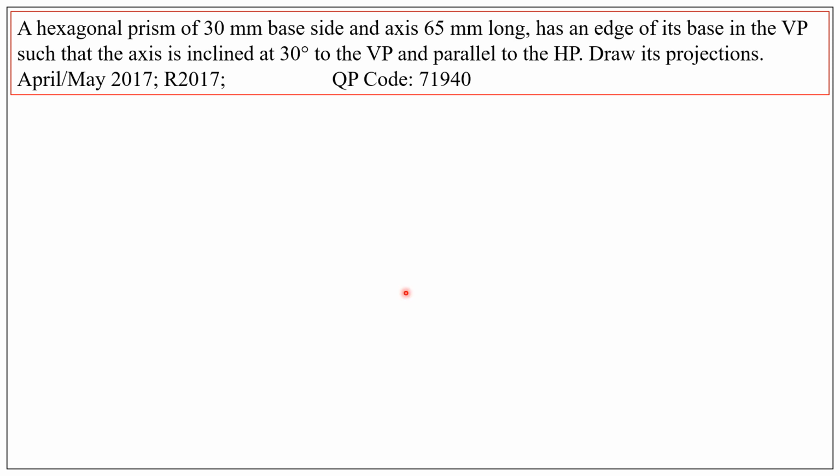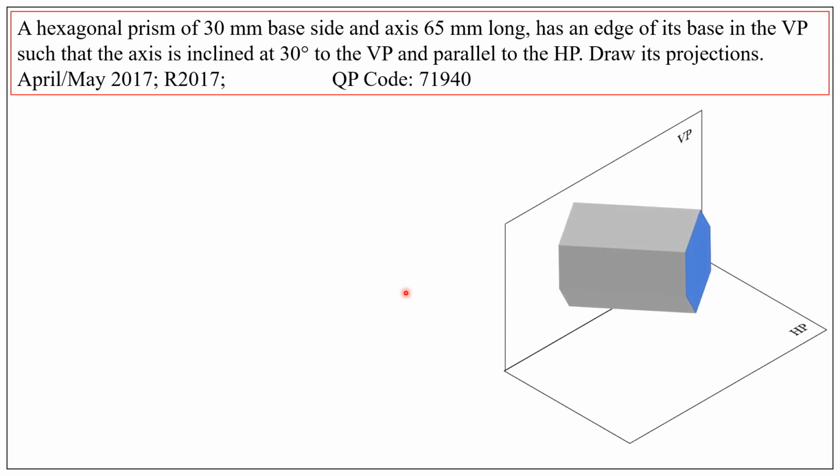Problem statement is given here, and the position of the given solid, a hexagonal prism, with respect to the vertical plane and the horizontal plane is shown here. As per the problem statement, the solid is resting on VP with one of its base edges. At the same time, the axis is inclined at 30 degrees to the vertical plane and parallel to the horizontal plane.